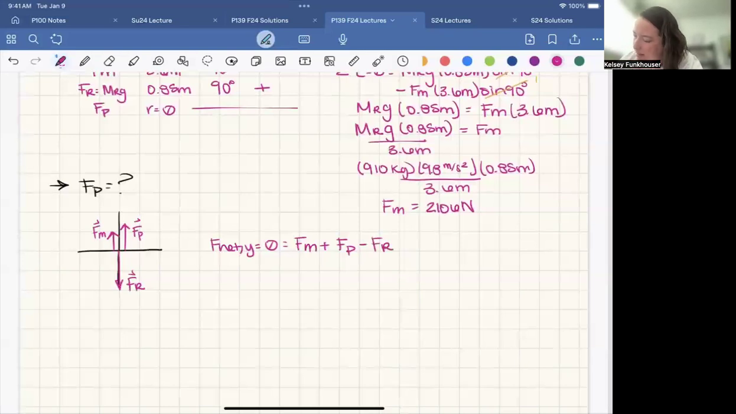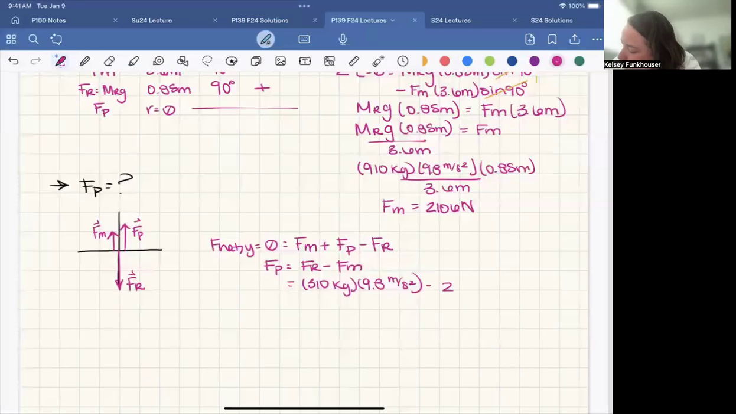And so we're trying to solve for the force of the pivot. So we will separate these. We have the force of the pivot on one side, and then we have the force of the rock minus the force of the man on the other side. And again, if this came out negative, we would know that, oh, actually the pivot force is down instead of up. So let's see, 910 kilograms times 9.8 meters per second squared minus 2,106 newtons. And we get 6,812 newtons for the force of the pivot.